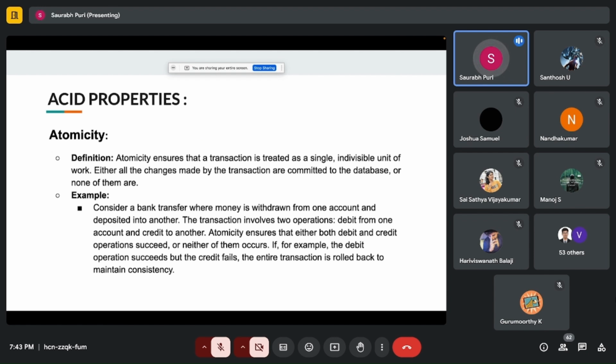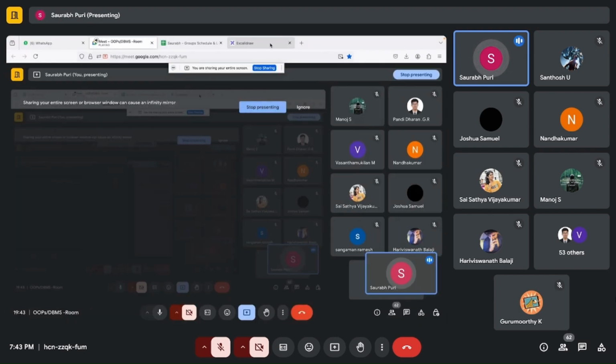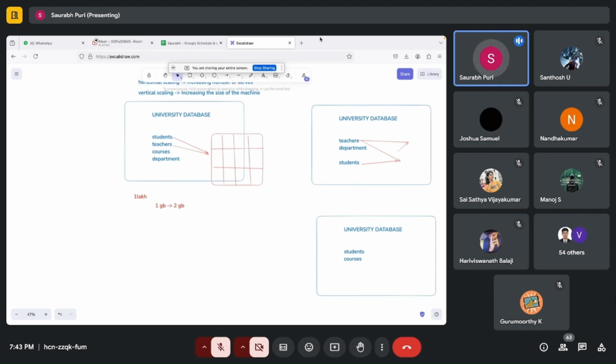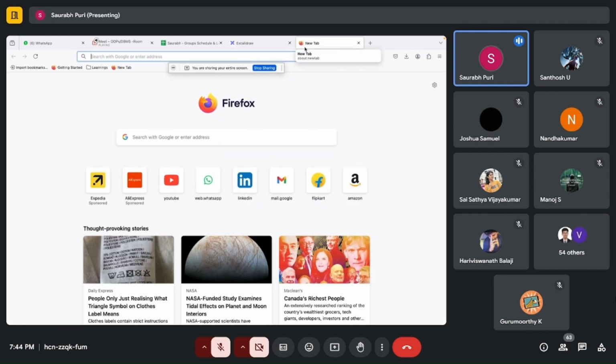So ACID properties. You might also know atomicity. Atomicity ensures that a transaction is treated as a single, indivisible unit. That means either the changes will be committed to a database, or they will not be committed to a database at all.